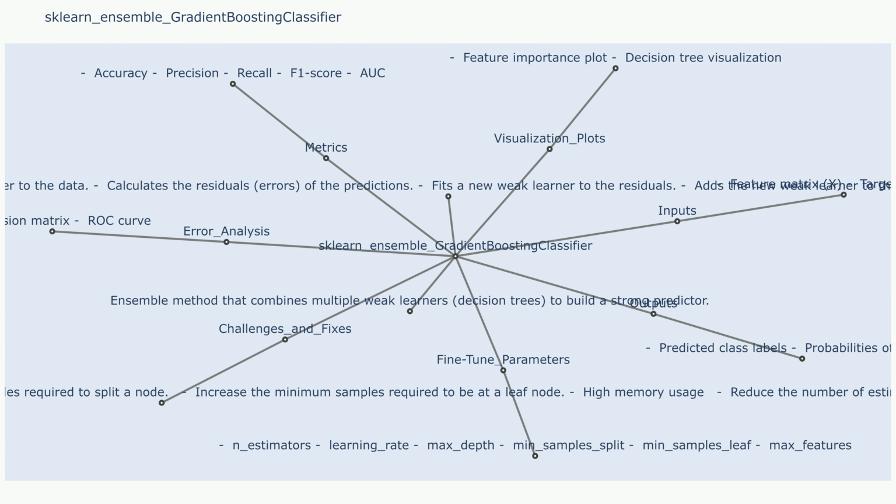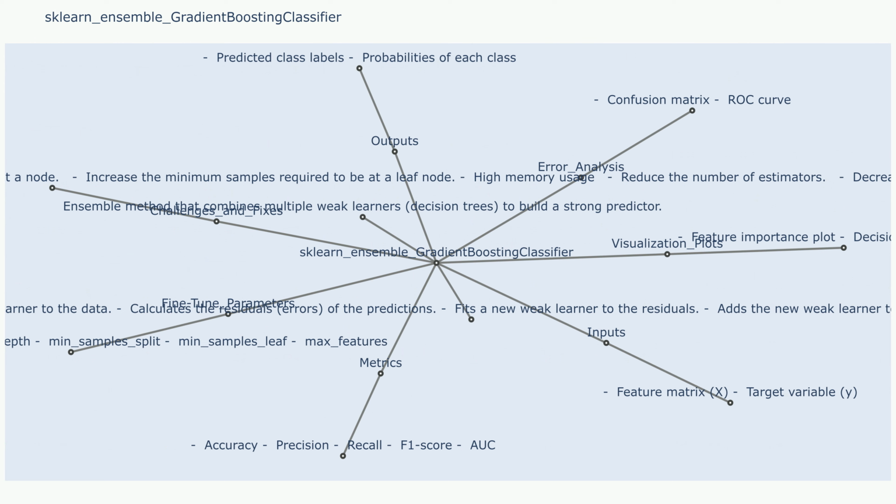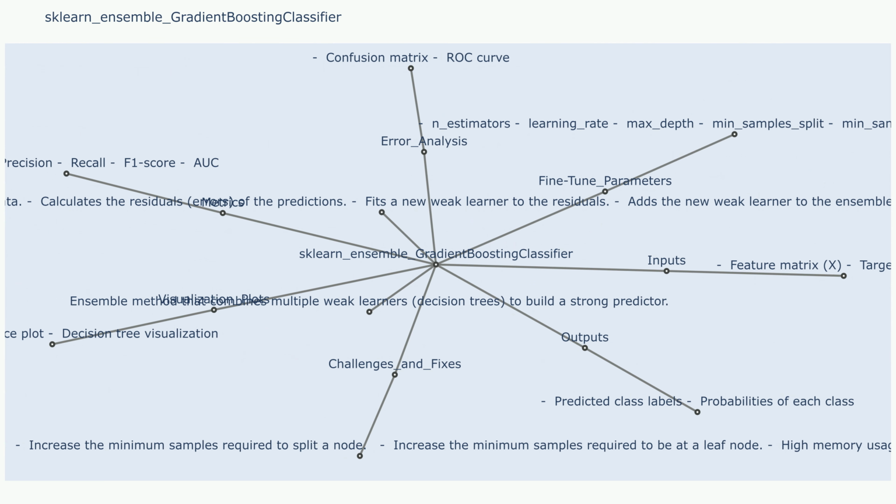Metrics: Accuracy: the proportion of correctly classified samples. Precision: the proportion of true positives among all predicted positives. Recall: the proportion of true positives among all actual positives. F1 score: the harmonic mean of precision and recall. AUC: area under the curve, the area under the receiver operating characteristic (ROC) curve, which measures the model's ability to distinguish between different classes.